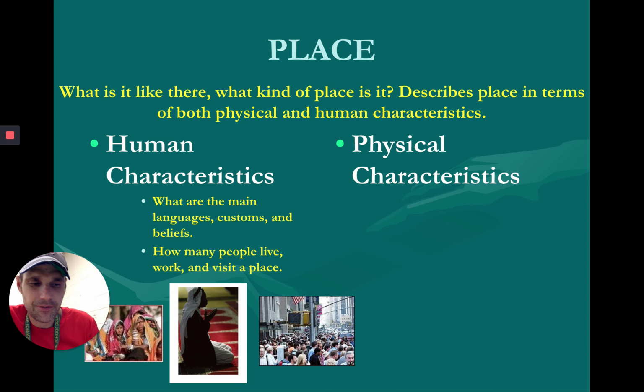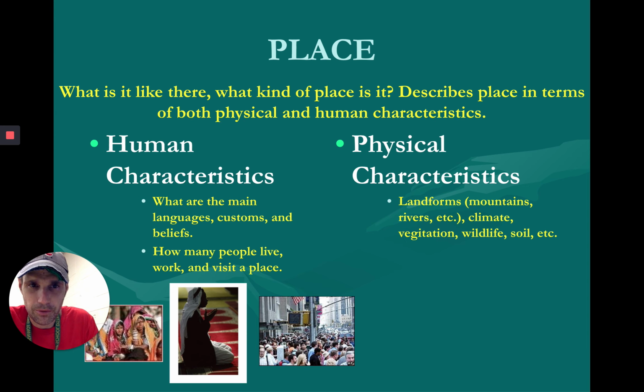It's really interesting, for any of you that are into fashion, to see how clothes change in regards to place. Now we get into the physical characteristics. So it's the landforms, the mountains, the rivers, the climate, the vegetation, the wildlife, the soil, and things around here. So if I am to describe the physical characteristics of, say, Shaman, I'm going to say there's farms.